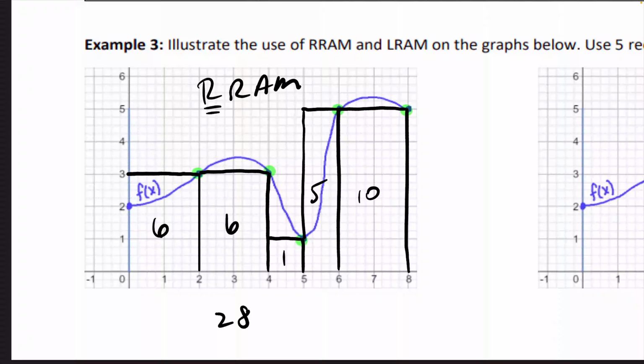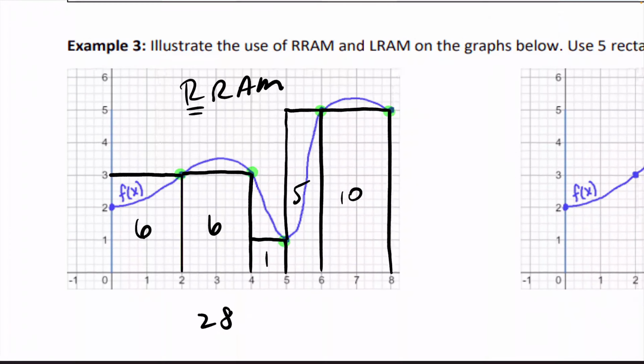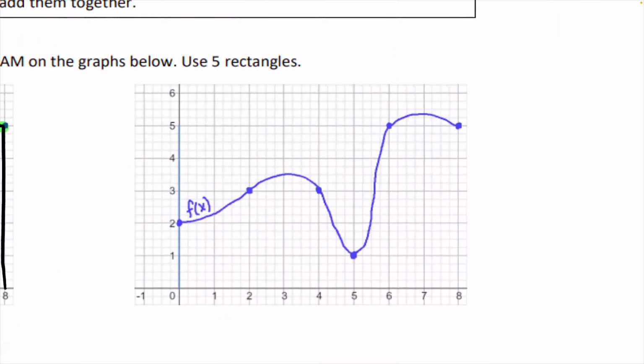Okay. So now on the right, we're going to do the same thing, but now we're going to use LRAM. So it's going to kind of be like one of the ones we just saw. So now each of those dots is going to touch the left corner. So how tall and how wide is the first rectangle going to be? 2 by 2. It's going to be a 2 by 2, yeah.